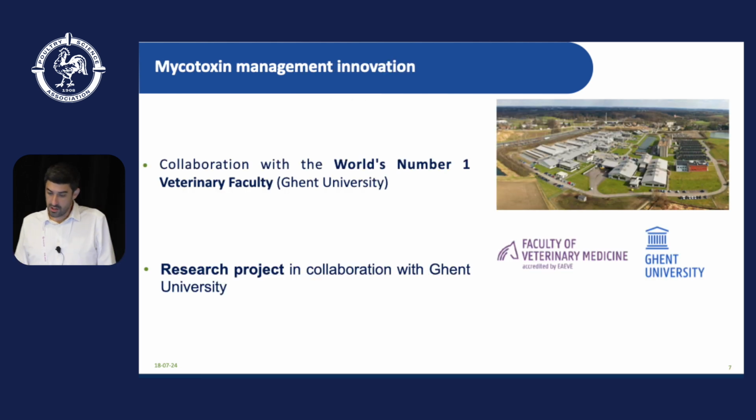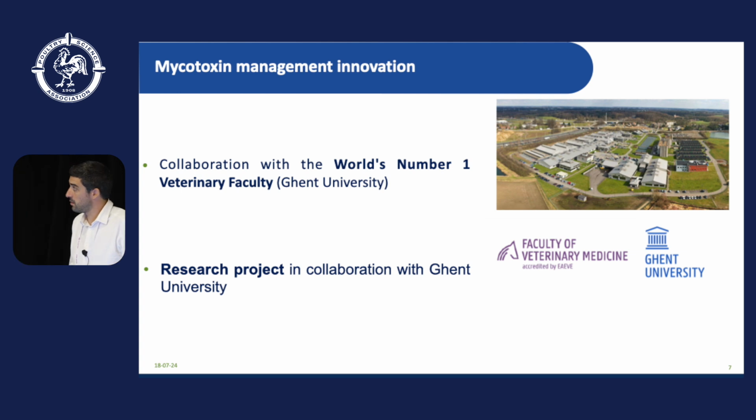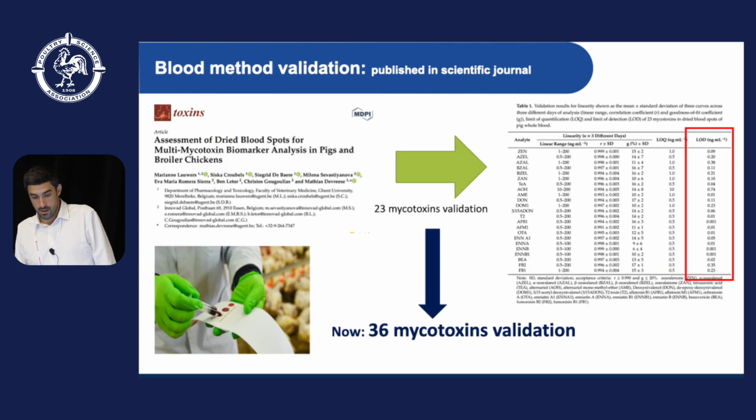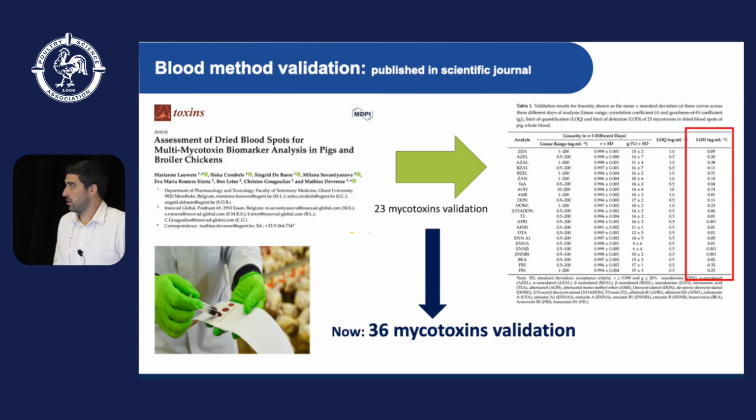For that reason, Innovat, in collaboration with Ghent University, the veterinary faculty, here we can see a picture of the huge campus that they have in Belgium, developed and validated a method to analyze mycotoxin biomarkers in blood. The method has been published. Initially, it was validated for 23 mycotoxins, but now it has been expanded and already includes 36 different mycotoxin biomarkers.